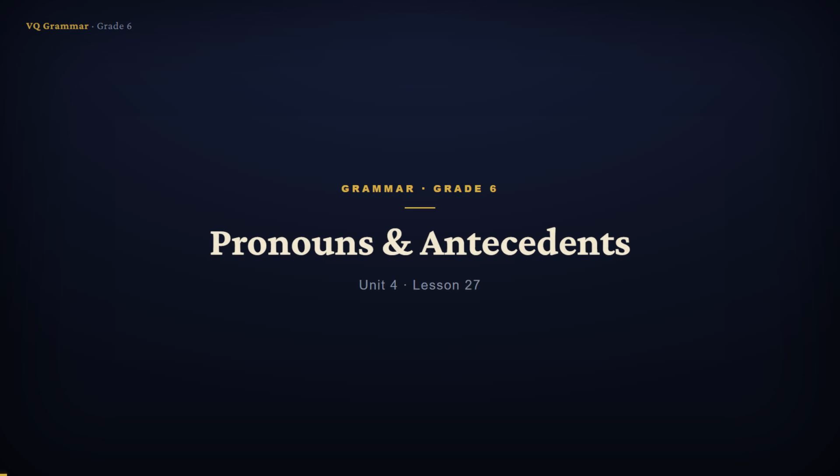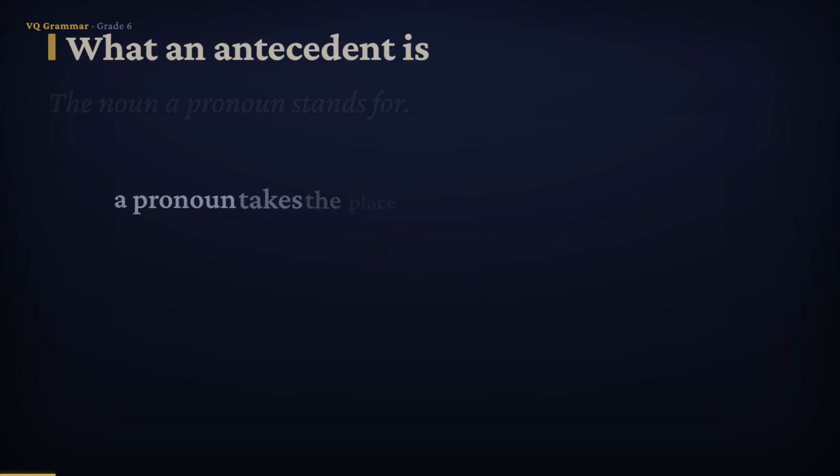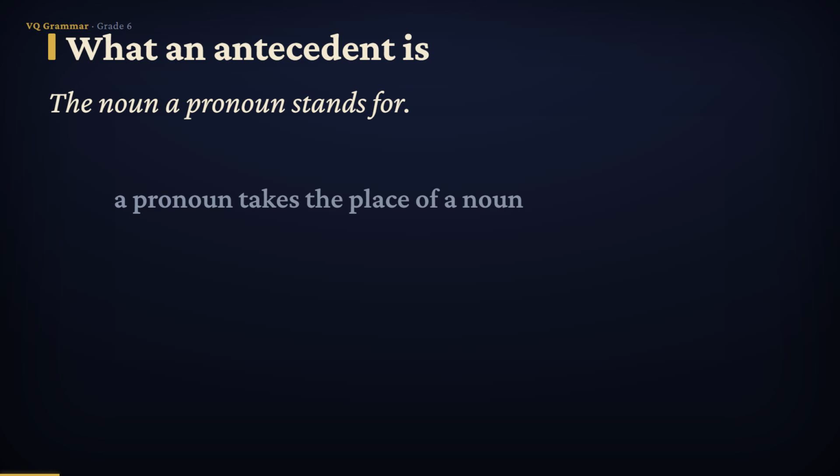This is Unit 4, Lesson 27, and today we're solving a little mystery that hides inside almost every sentence you read. When you see a word like she, they, or it, your brain quietly asks, wait, who is that? Today you'll learn the answer. Every pronoun points back to a noun, and that noun has a name. Let's find it. First, what is an antecedent?